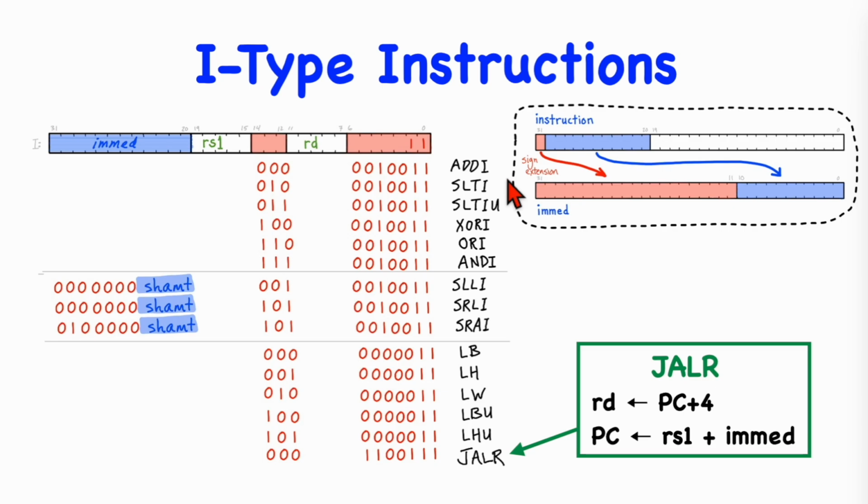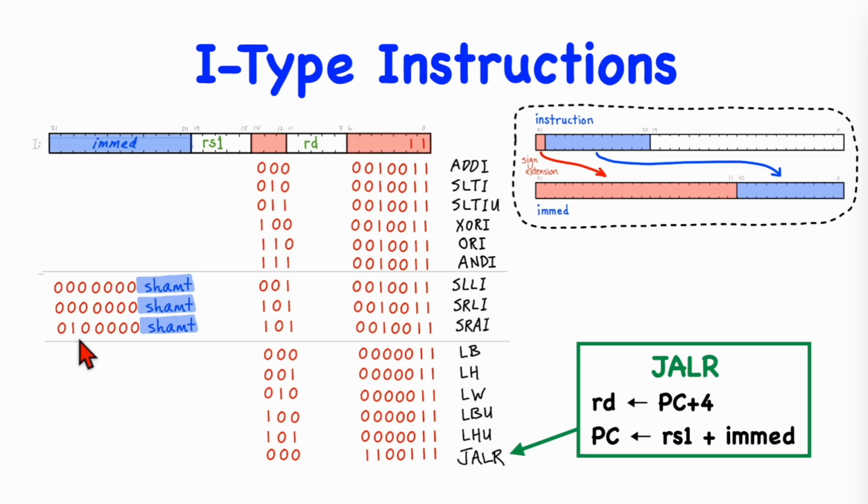Also, with the shift instructions, these 5 bits here are used to encode the shift amount, with the remaining 7 bits as shown. This bit here differentiates between logical and arithmetic shifting.